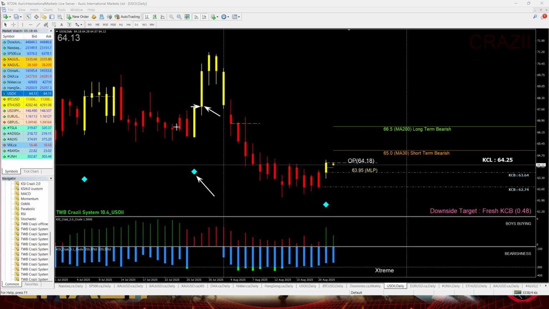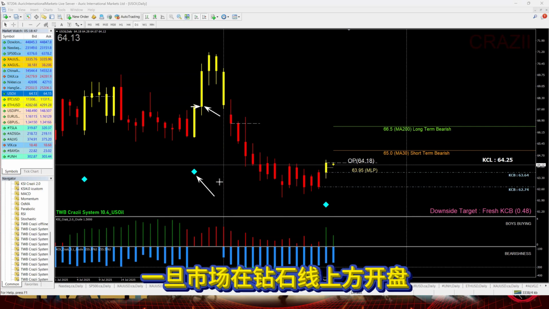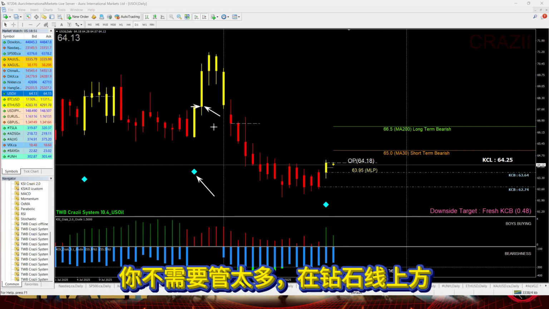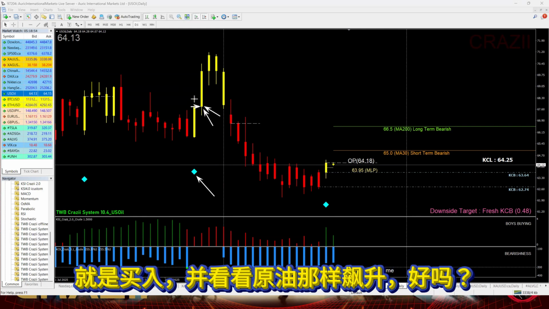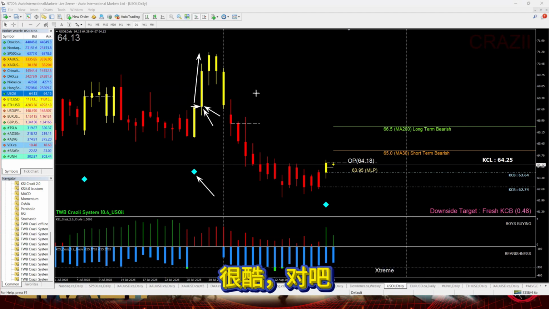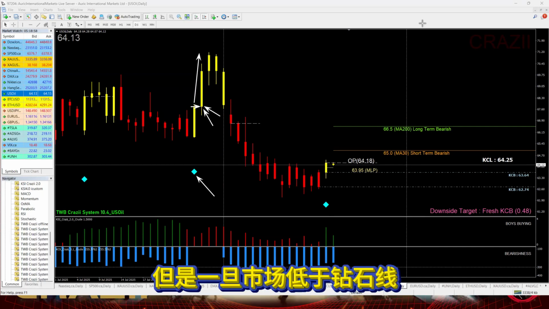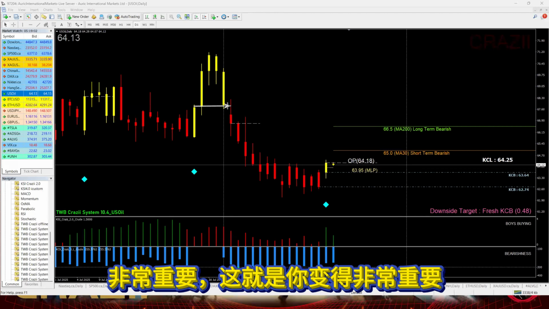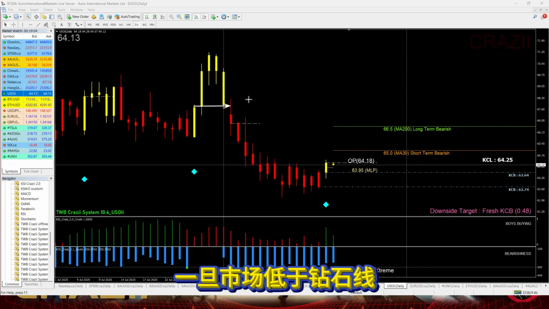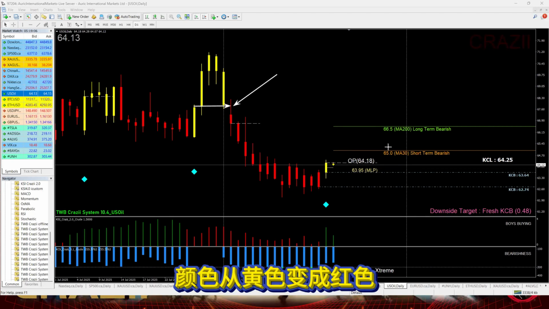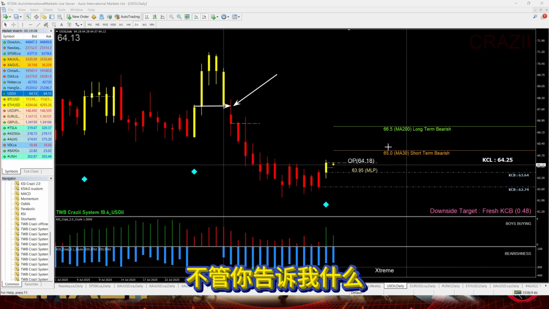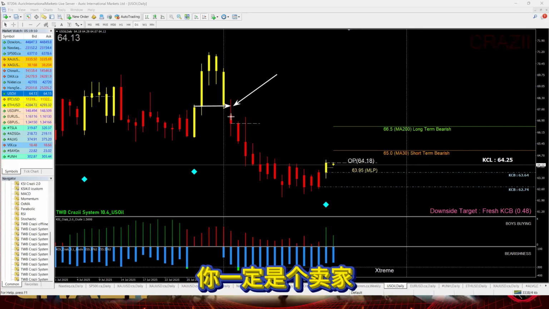Okay, done. So the thing is this: once the market opens above the diamond line, you don't need to bother so much, just buy. And look at crude oil shoot up like that. Pretty cool, right? But once the market goes below it, this is where it gets very important. Once the market goes below the diamond line and the color changes from yellow to red, no matter what you tell me, you must be a seller.